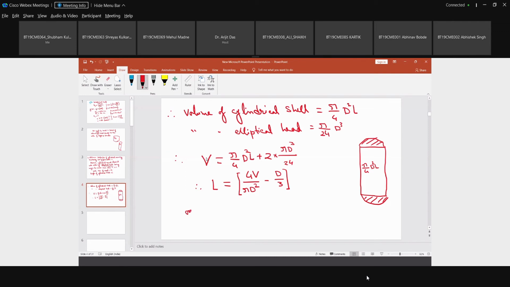Our question is to find the L by D ratio. So we can also write L by D. If we take D common in the denominator, then it will be 4V by pi d cube minus 1 upon 3. Okay, so it will be like that.